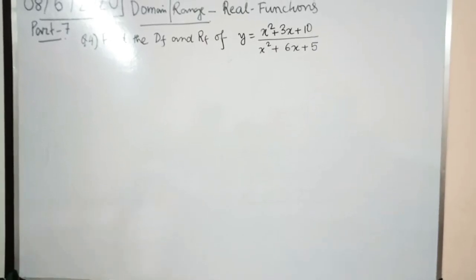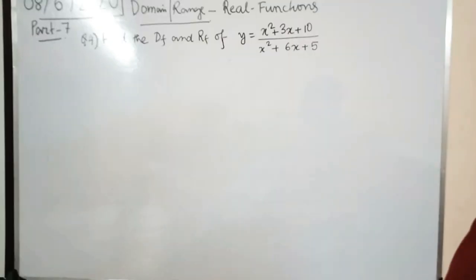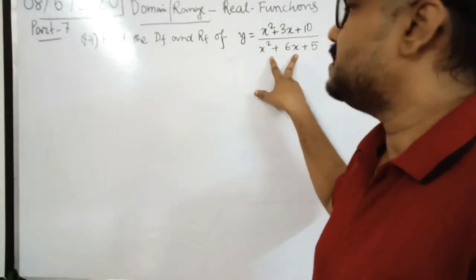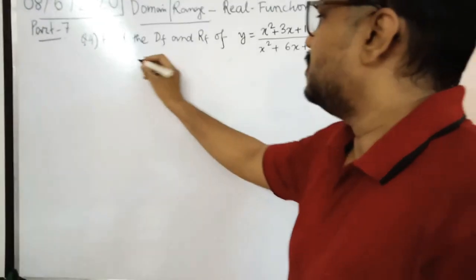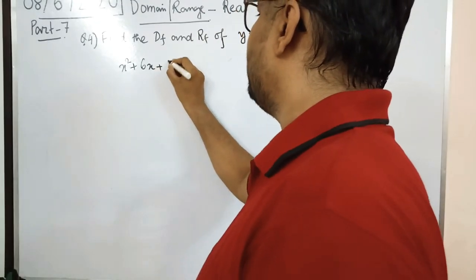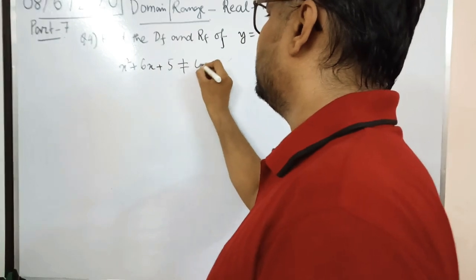So the next sum we see, we have written another sum, number 4, of a different type. So what we see, there is a pure quadratic over here. So we are going to get the domain and range out of it. So what we will do, again we will consider the same thing, that is the non-zero denominator. So that means x square plus 6x plus 5 will not be equal to 0.